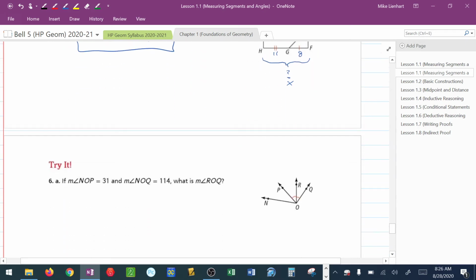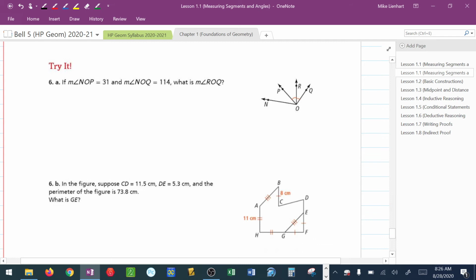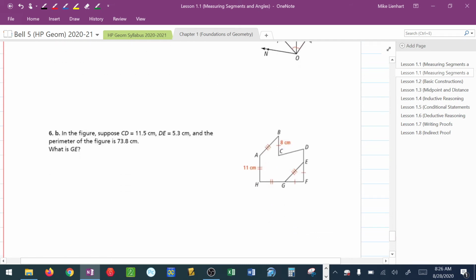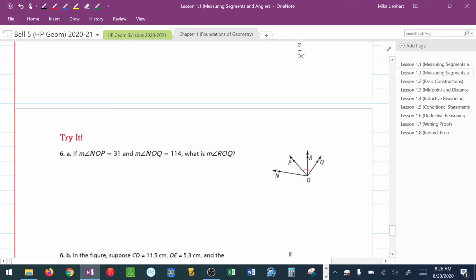All right, let's take a look here now. These are just two more problems just like the one before. I think we're good. I think you guys can figure it out from here. Let me know if you guys have any other questions.